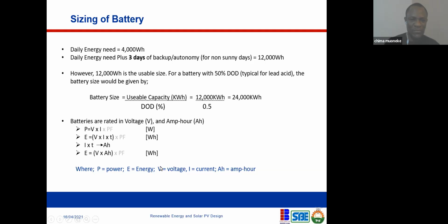Like I said here, P means power, E means energy, V means voltage, I is current, and AH is amp hour. I hope this is clear. I'm just trying to explain how to determine the energy content of any battery. Given the characteristics in volts and amp hour, we can determine the amount of energy it can hold. We'll solve an example so that this becomes very clear.